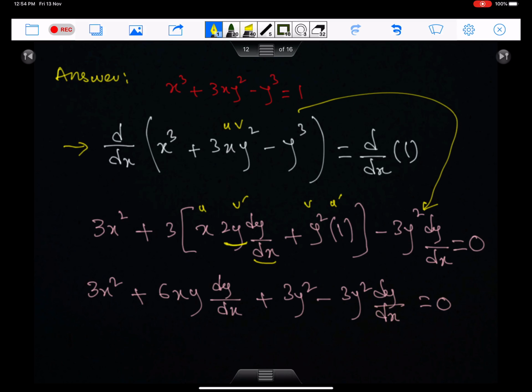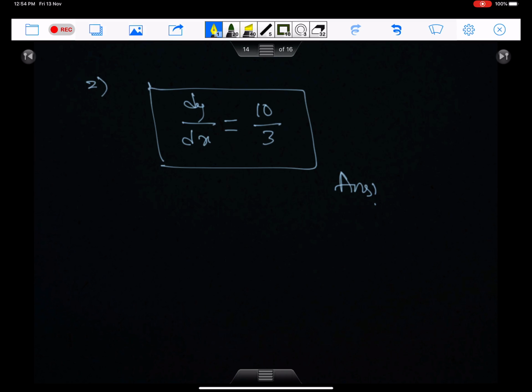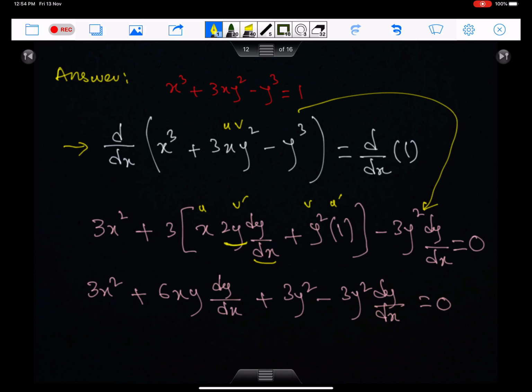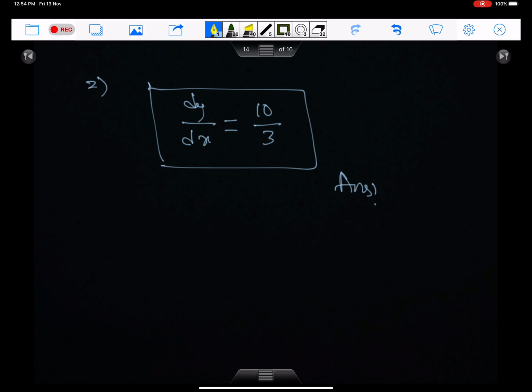Well, this is the simplified form, and then we have to put 1, 3 into this simplified form. Hence, the gradient is 10 upon 3. No need to make dy upon dx subject in this equation because it is not required. So whenever it is not required, in the expression of gradient, never make dy upon dx subject. Just substitute the value in the simplified form, and that's the answer.